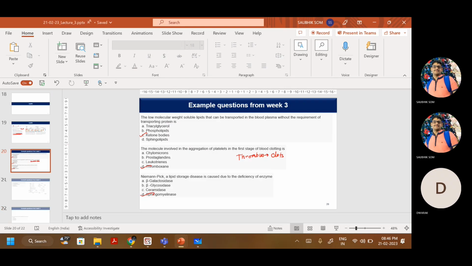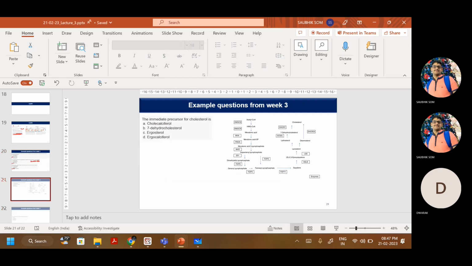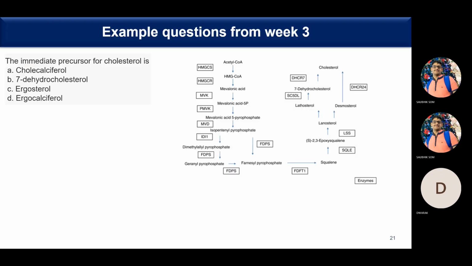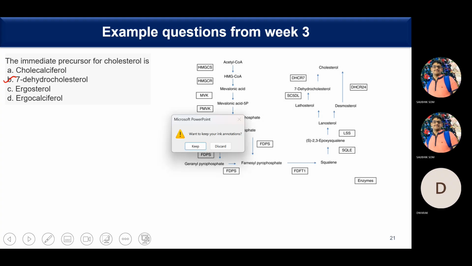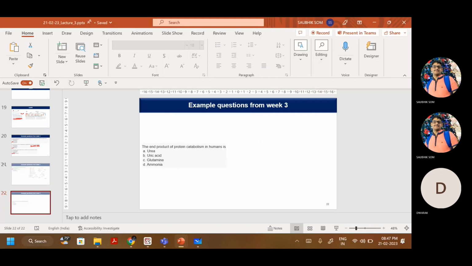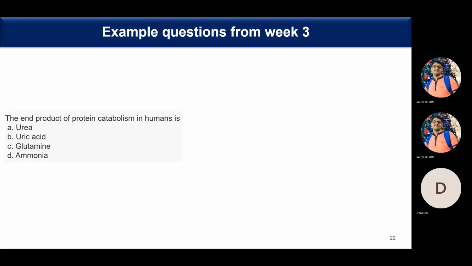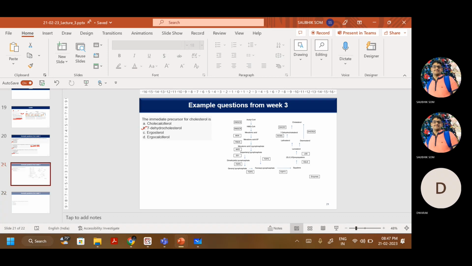previous years' assignments, and there are two more questions. One was glycerol biosynthesis, which was not taught in the class, but there is a pathway you can have a look at. And the immediate precursor of cholesterol is of course 7-dehydrocholesterol. There are two questions I don't know; it was not taught in the class, and protein catabolism I think has not been taught yet, so I will not explain this one.